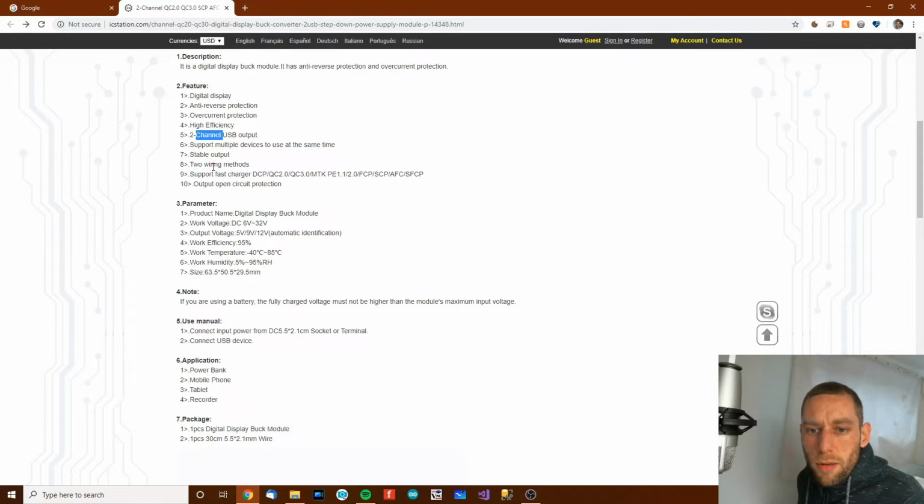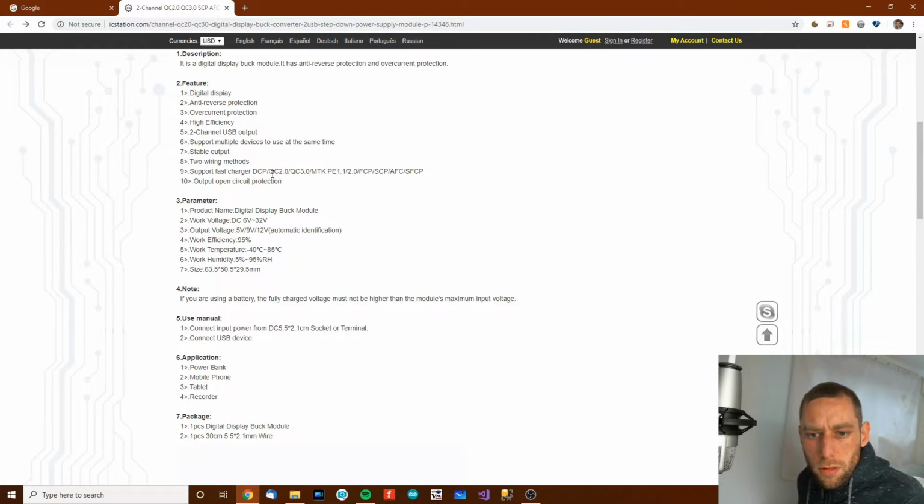Stable output, okay, two wiring methods. Oh, that is interesting. Support fast charger, DCP, QC2, QC3, and so on. Support fast charge. Right, okay, that's interesting as well. That implies that the data lines of the USB device can actually talk to it and do something, which is very interesting. I don't know anything about that. Open circuit protection. Oh, output open circuit protection.